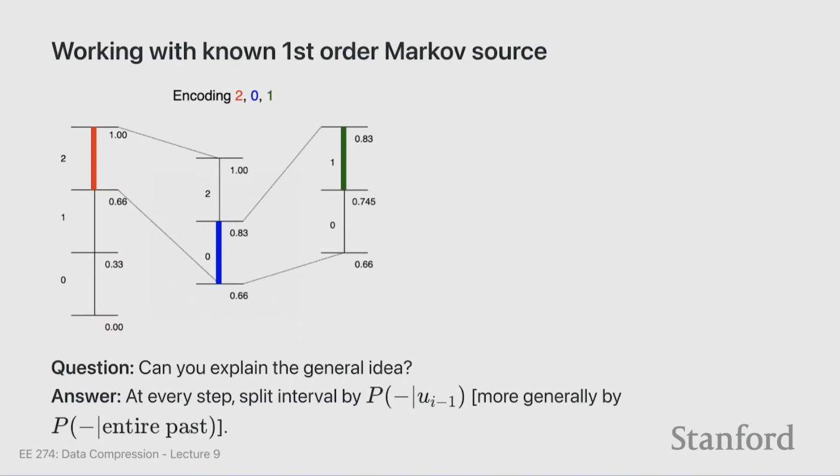Okay, so we just changed the model. At every step, instead of splitting the interval by the marginal probability, we split the interval according to the conditional probability given the past. In this case, because it's a first order Markov chain, you just need to look at the last symbol, but in general, you can look at the entire past. Whatever knowledge you have about the distribution, the next time you split the intervals, you use that knowledge.